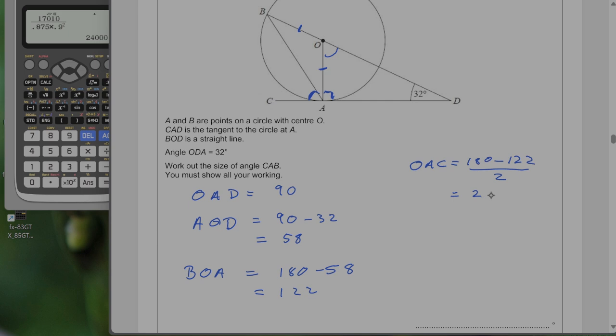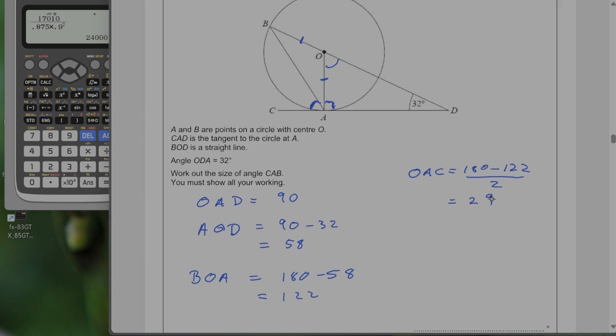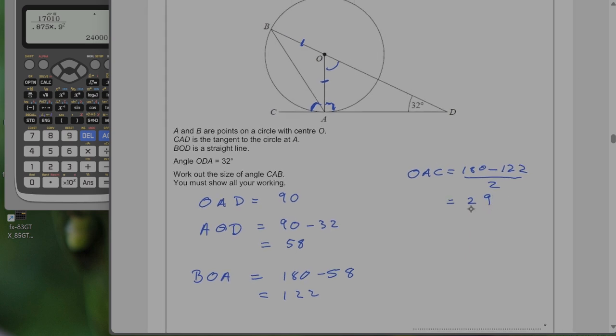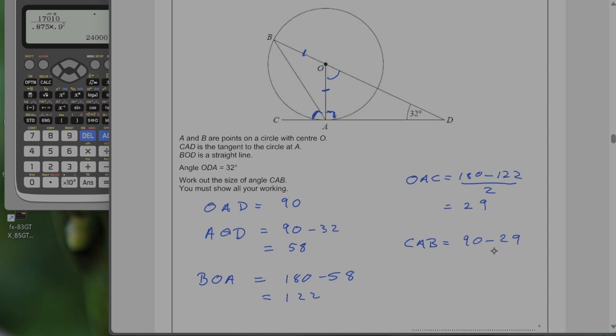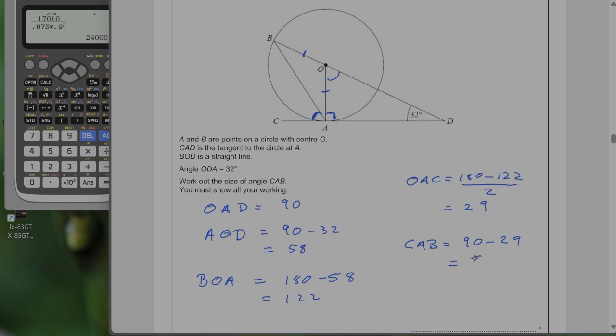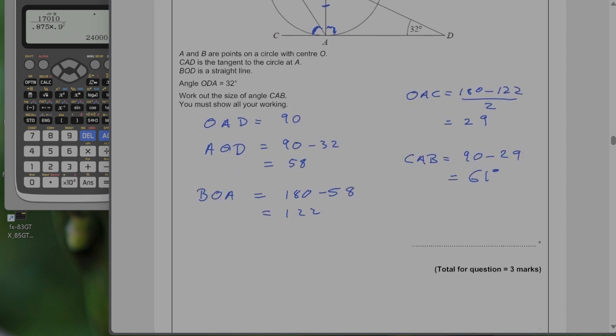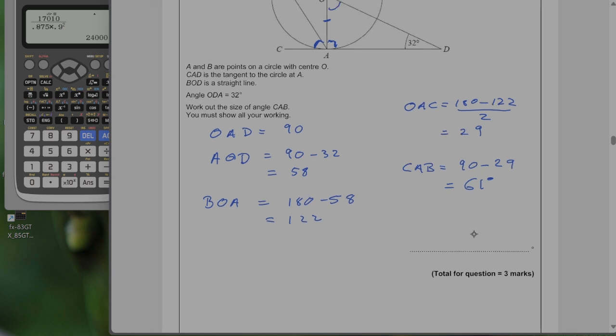No, not 26, 29, because it's going to be 58 divided by 2, which will be 29. So this angle here must also be a right angle. So we can say then that CAB is going to be equal to 90 minus 29, which is going to give me 61. So 61 degrees.